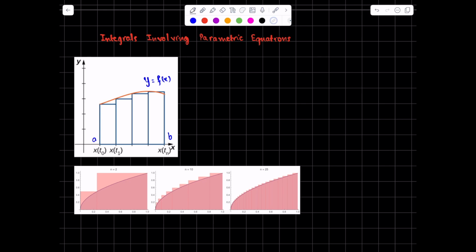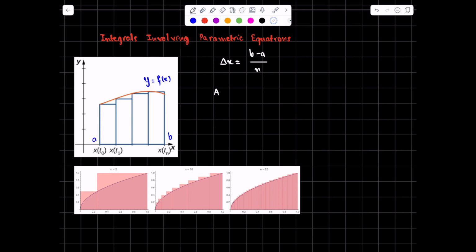In fact, we divide the interval into delta x equal to b minus a divided by n, where n is the number of subintervals, or the number of rectangles that you want to use to approximate. And then we approximate the area under the curve using the sum of the areas of the rectangles. That means in order to approximate the area under the curve, we calculate the area of these rectangles and then take the sum of it.